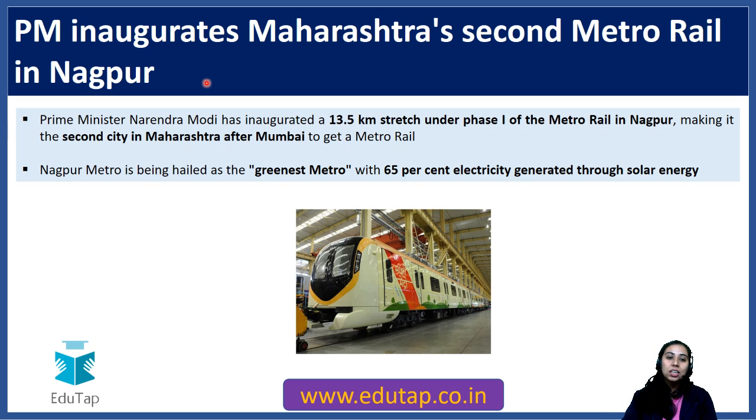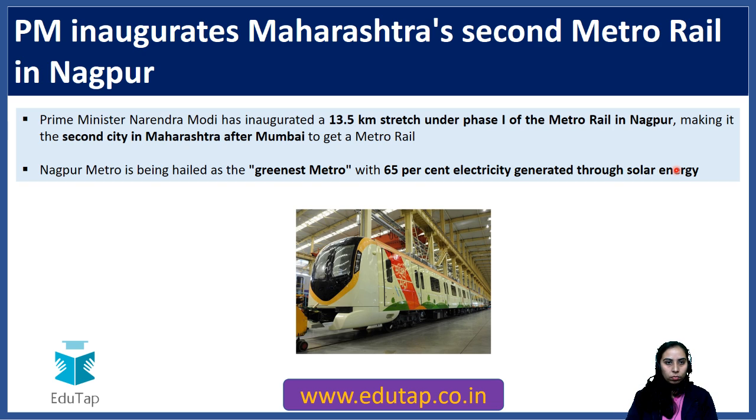And the important thing is, Nagpur metro is being called the greenest metro, because 65% of the electricity used here is produced through solar energy. That is why the new metro in Nagpur, in the city of Maharashtra, is the greenest metro of the country.